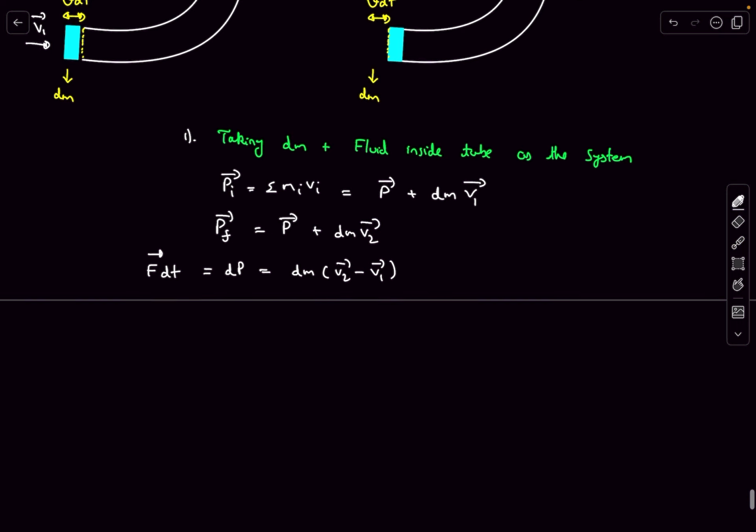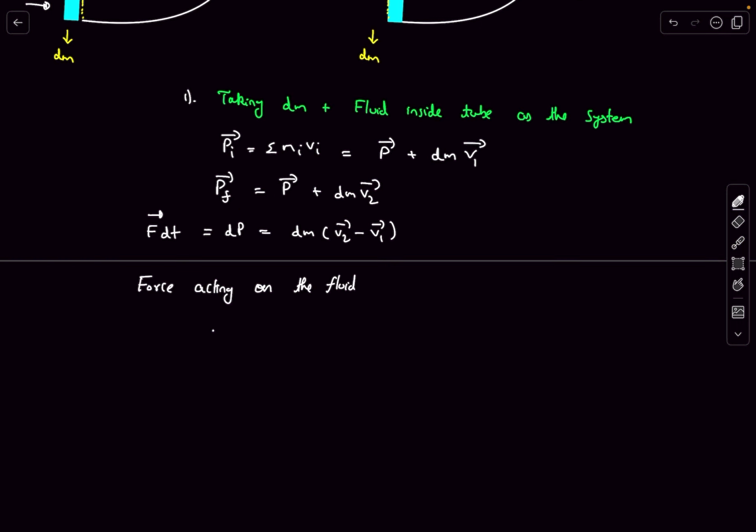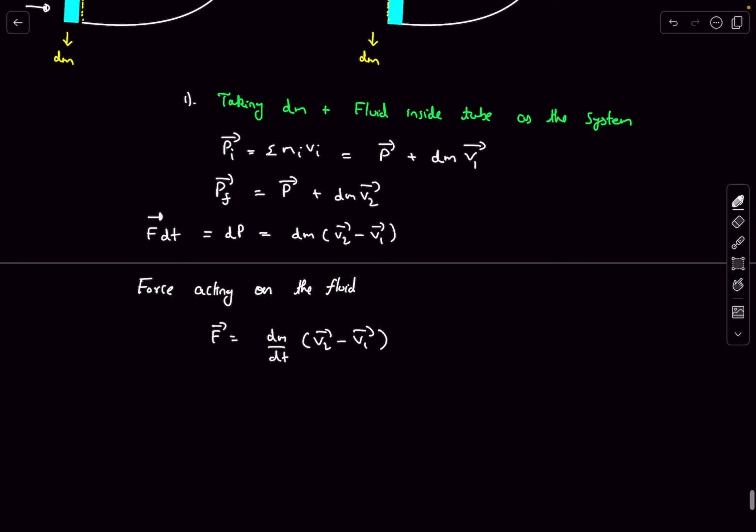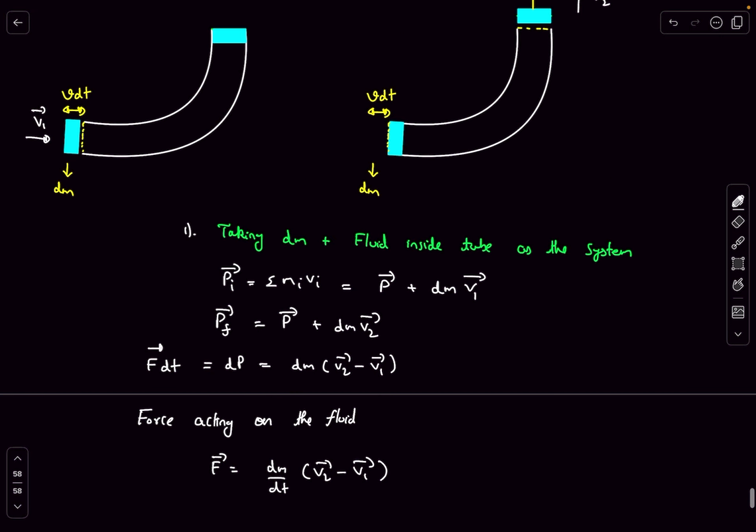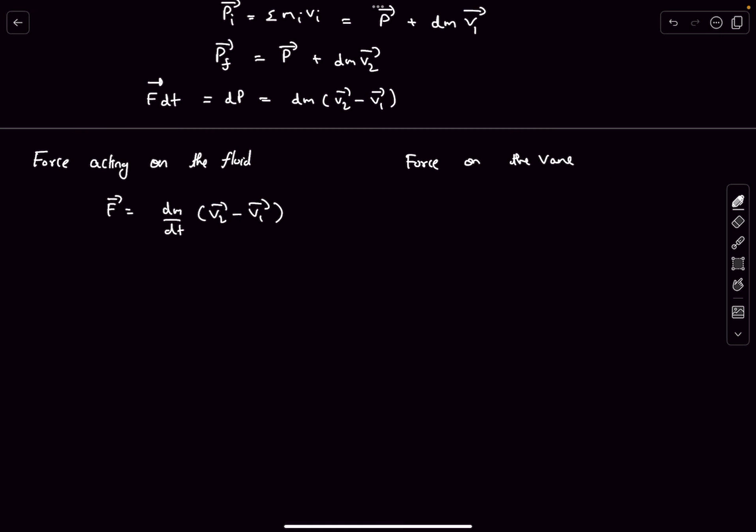So from here, the force acting on the fluid, f vector, we get as dm by dt times v2 vector minus v1 vector. Here v2 vector is the exit velocity and v1 vector is the inlet velocity, and their vector difference times dm by dt gives us the net force acting on the liquid. Now by Newton's third law, the force on the vane is just minus f vector, which is minus dm by dt times v2 vector minus v1 vector.